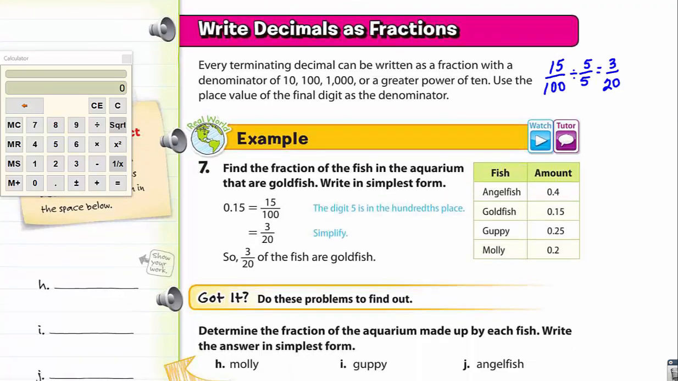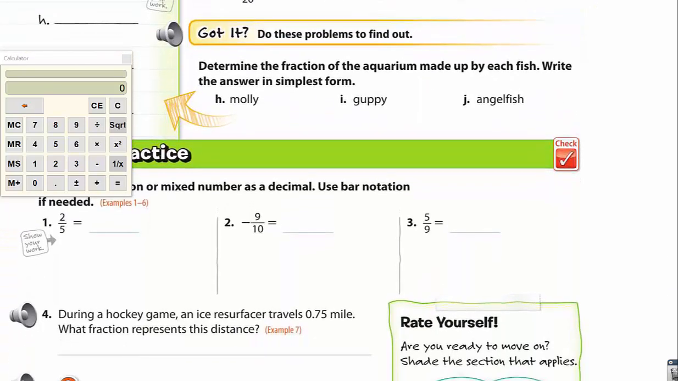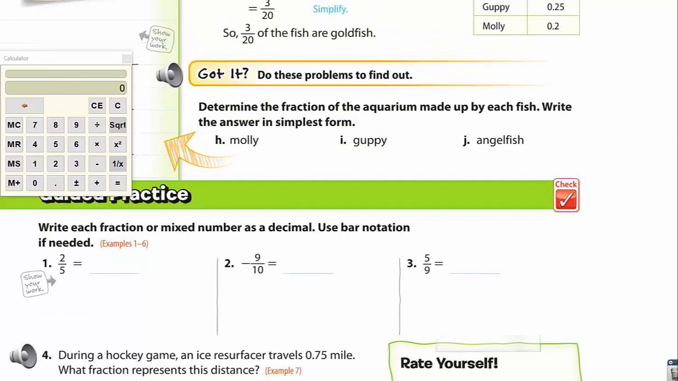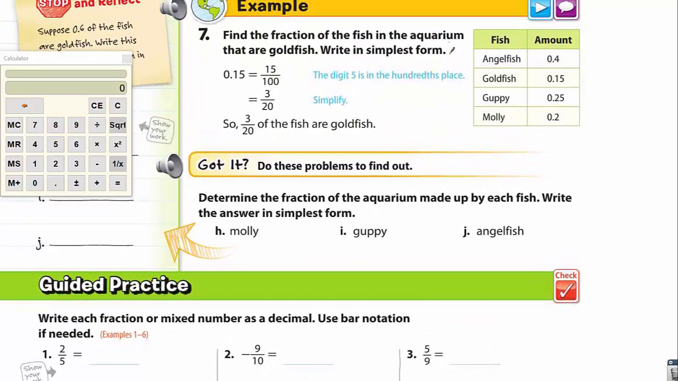All right, let's check out their got it problem. Determine the fraction of the aquarium made up of each fish. Write the answer in simplest form. So we've got to go back to where we can see that. We did the goldfish. They want the molly, the guppy, the angelfish. So go ahead, pause the video, solve those 3, and then turn it back on.